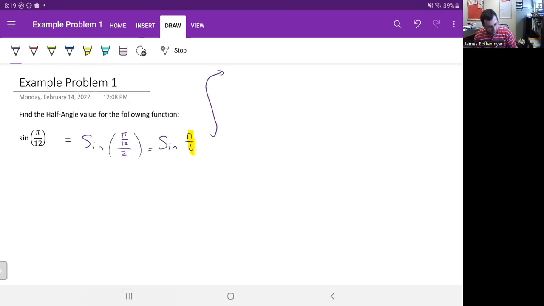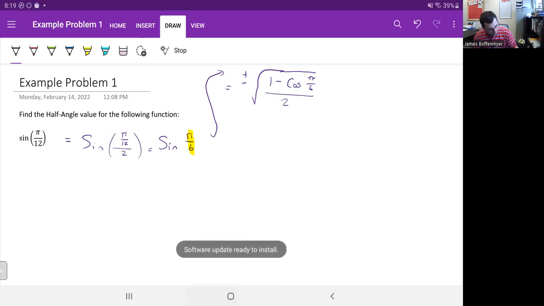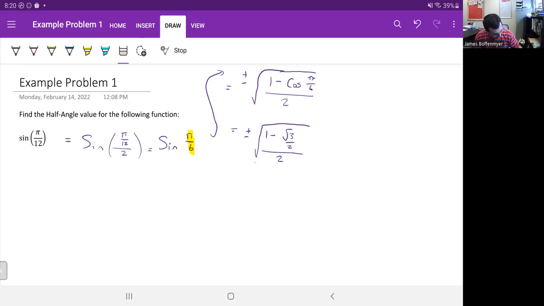So what that means is that we'll have plus or minus, we'll get to that in a second, the square root of 1 minus cosine of pi over 6 divided by 2. And that's all on the inside of the square root. Now, plus or minus 1 minus, and then cosine of pi over 6, if you remember from your unit circle, is the square root of 3 over 2.